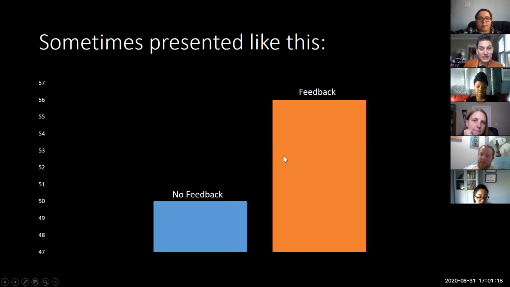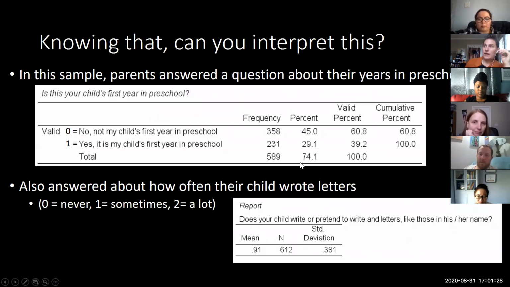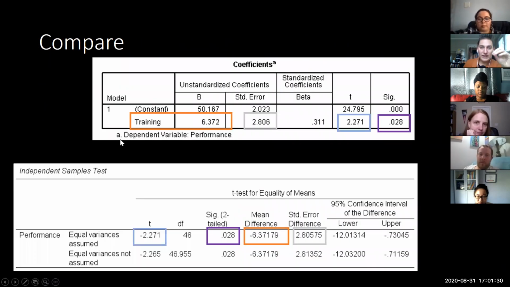Sometimes you might see it presented in articles like this, maybe a bar graph. One looks smaller than the other. Which one remembered more? The feedback did. Okay, so knowing a little bit about that, I'm going to give you your first application question here.